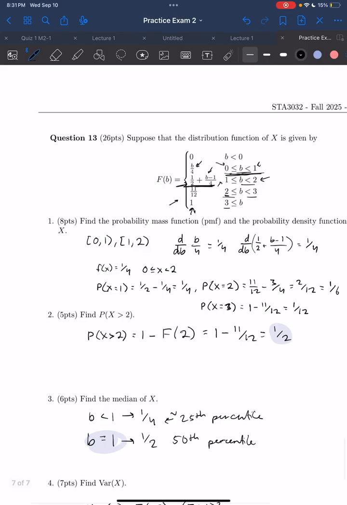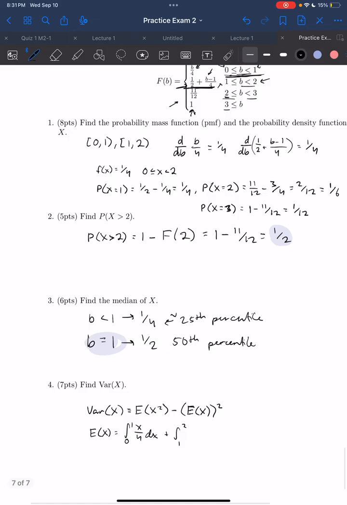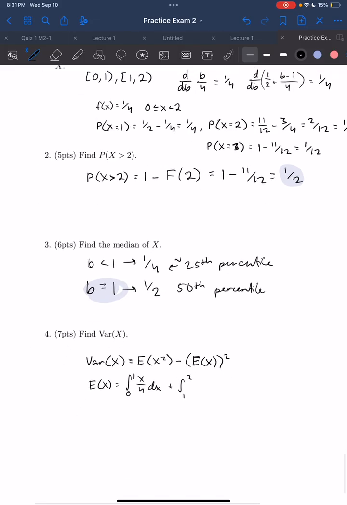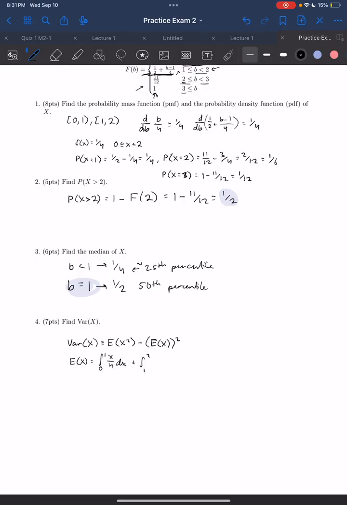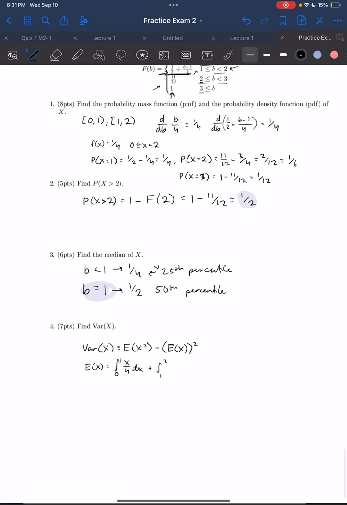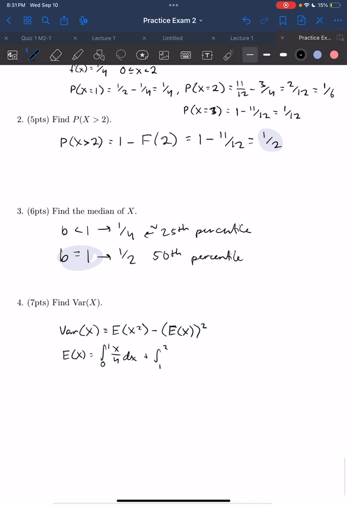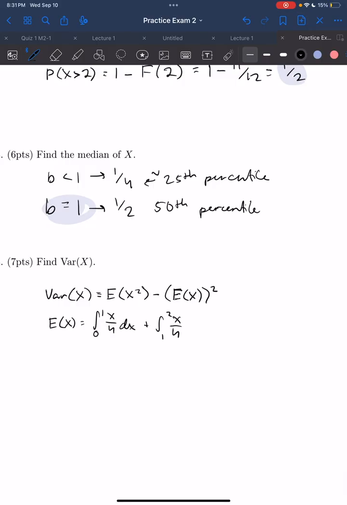And for that we have, oh, actually, hold up, we can use our joint probability functions. That works better. So we already have here that for 0 to 2, we have x over 4, so for both of these.